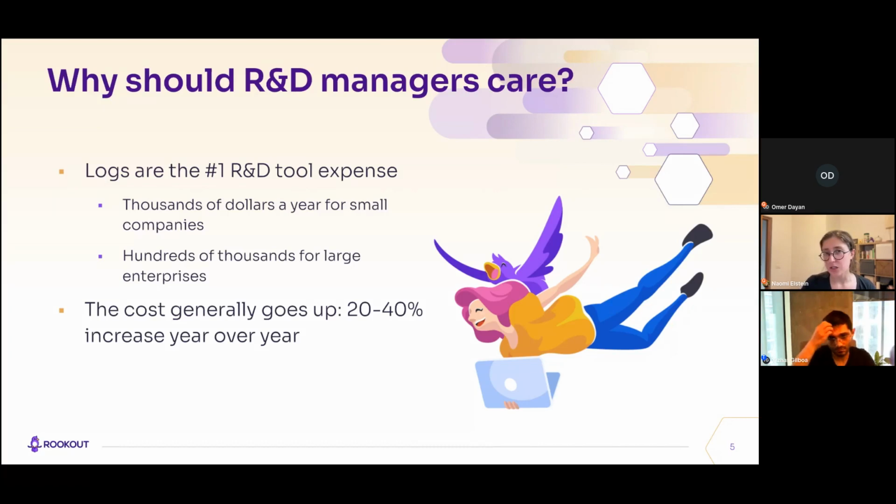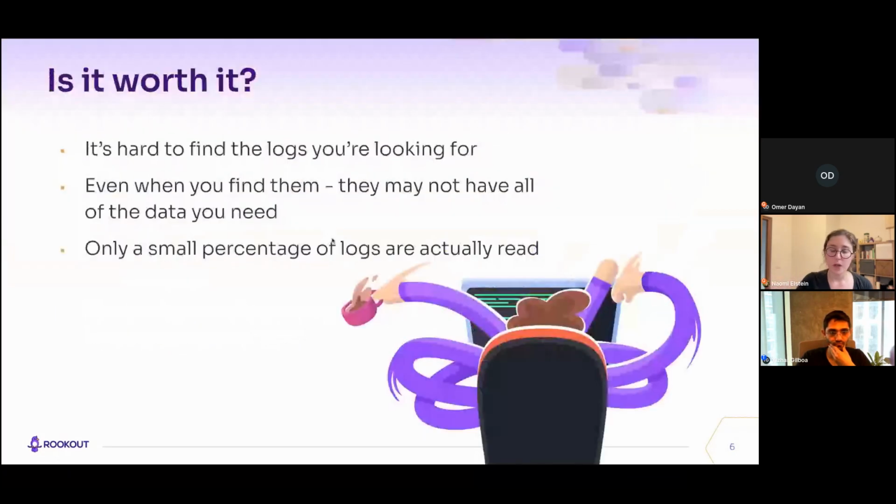Also, the cost of logs goes up year over year. On average, it's between 20 and 40% year over year. So by cutting back on logs today, you can avoid that exponential growth. So we've talked about why we add all these logs, logging FOMO. People just want that information available when they need it, and the cost really does add up, and it becomes this huge expense for R&D teams.